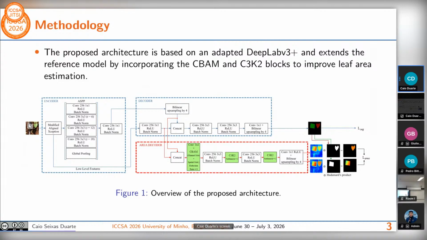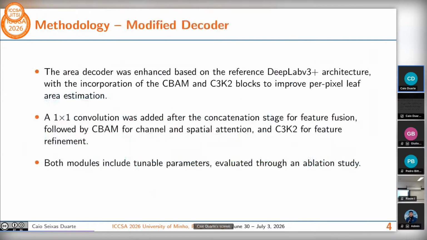The figure shows an overview of the complete architecture. The encoder and the segmentation decoder remain unchanged. In the area decoder, highlighted in green, we inserted three new components: a one-by-one convolution, the CBAM module, and the C3K2 block. The main contributions of this work are concentrated in the area estimation decoder.